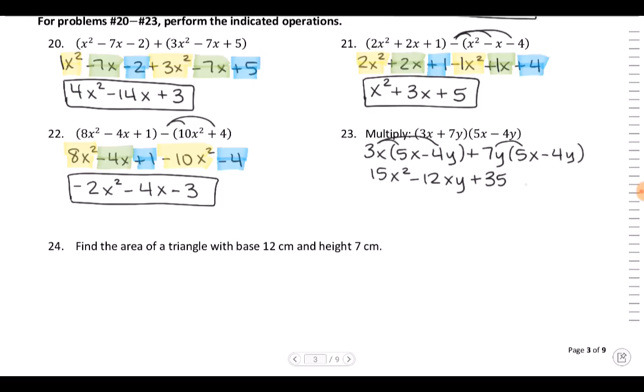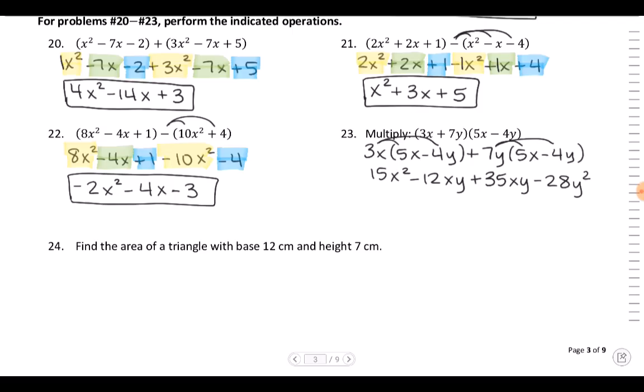Now, I prefer to write my variables in alphabetical order. So just like I did over here where I put the x first and then the y second, on this one, because I have an x and a y, I will put the x first and the y second. It just helps to keep things nice and organized and kind of neat, and it makes it easier to identify like terms. And then the last one, when I multiply it, I'm going to get negative 28y squared, because there's two y's. y times y is y squared.